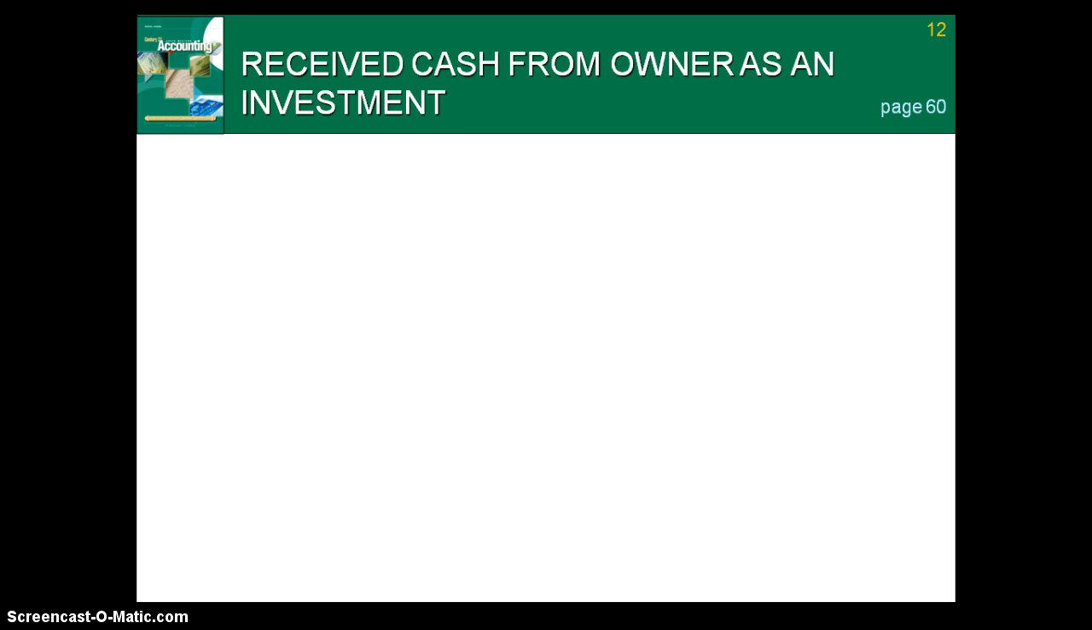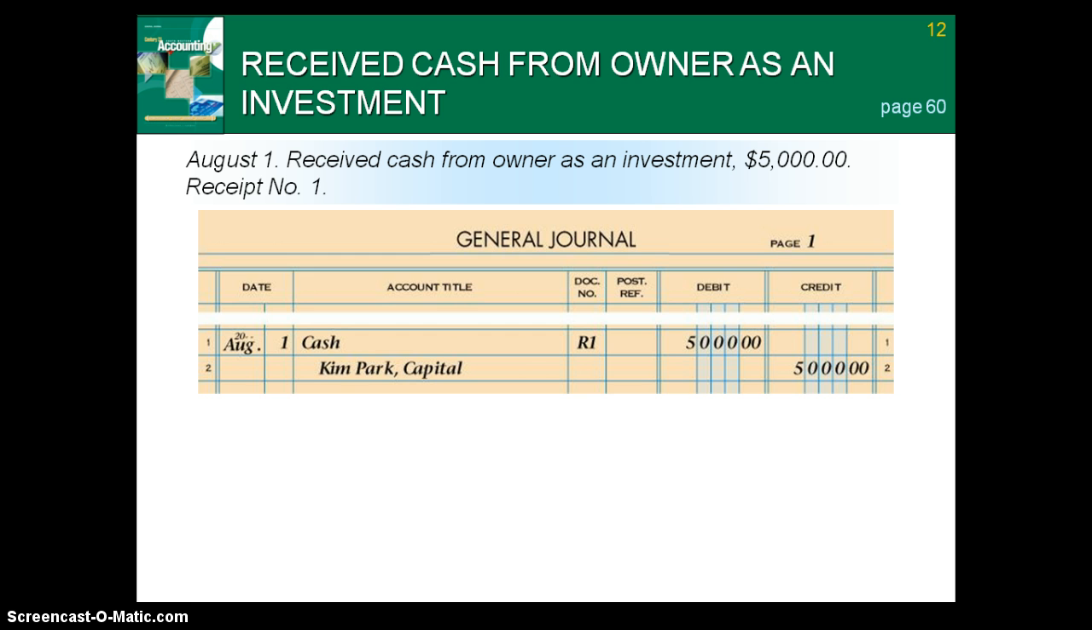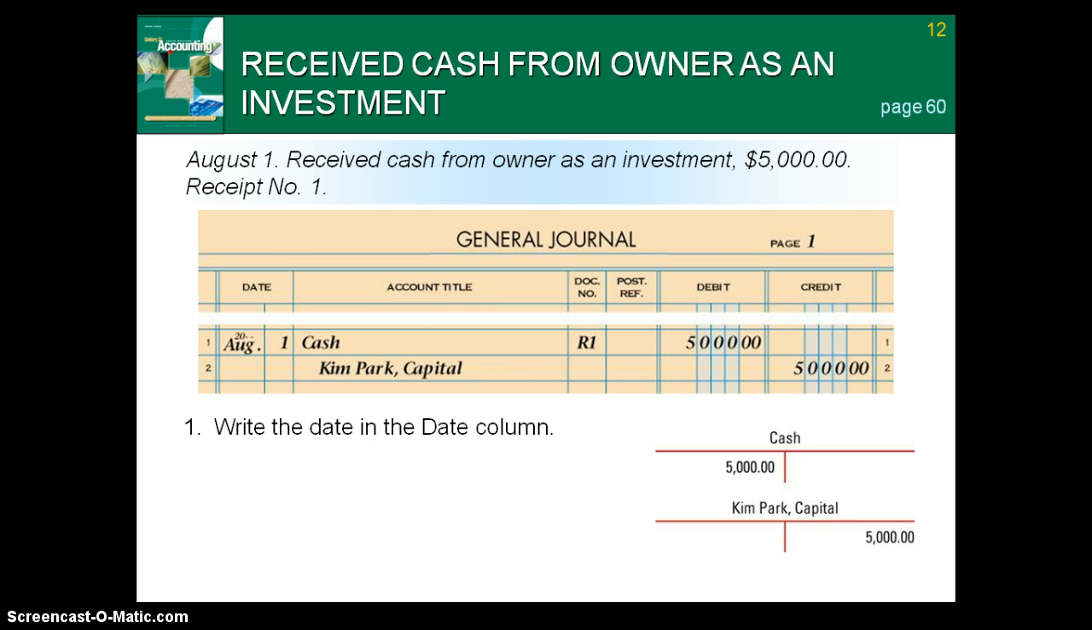So we're going to take a look at it. Received cash from owner as investment. We know cash and capital are affected. So the first thing we're going to do is analyze the transaction. And you can see in the bottom right-hand corner of the slide the T accounts and how they're affected. So we're going to take our T account and we're going to apply it to what you see on the screen.